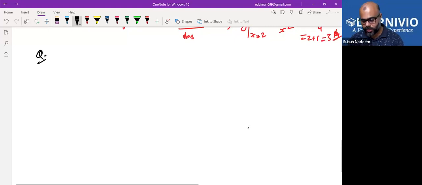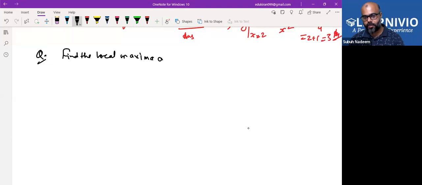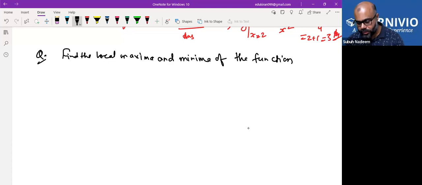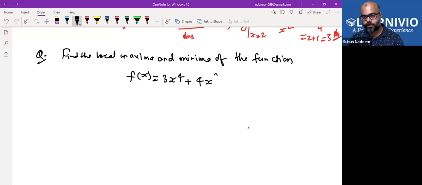So the next question is find the local maxima and minima of the function f(x) is equal to 3x to the power 4 plus 4x cube minus 12x square plus 12.